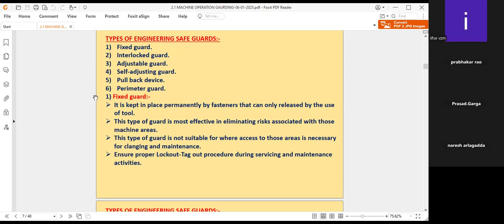Ensure proper lockout tagout. The LOTO procedure should be used during servicing and maintenance activities. Where the fixed guard or any guard is removed to address the problem of the pump and motor, definitely the LOTO system will be used by every organization.